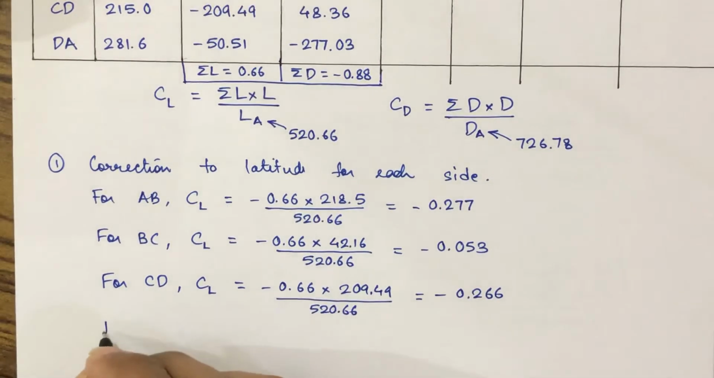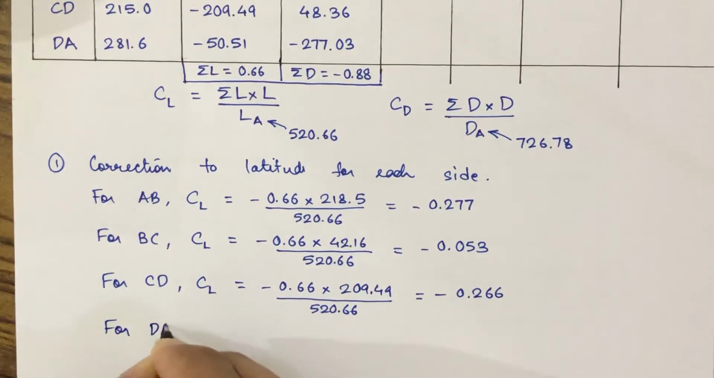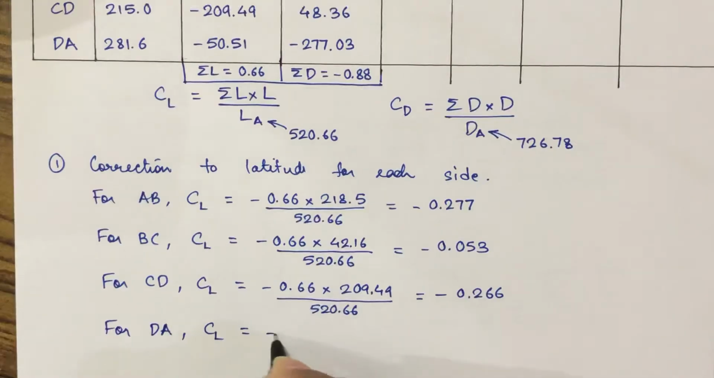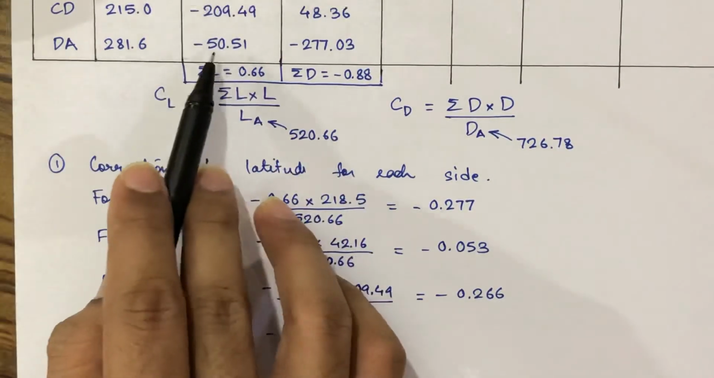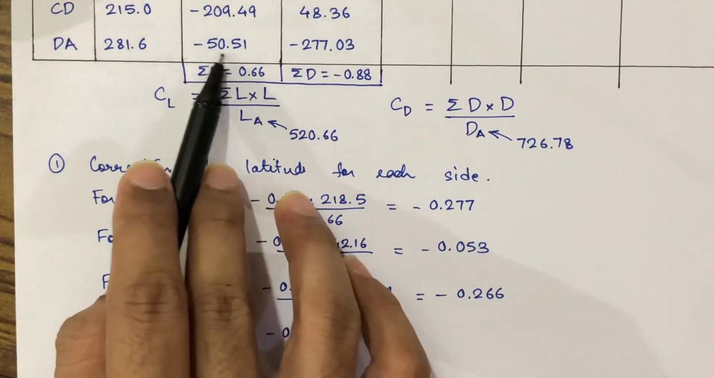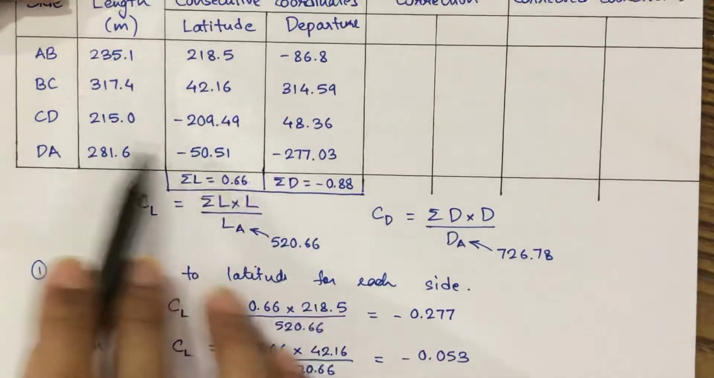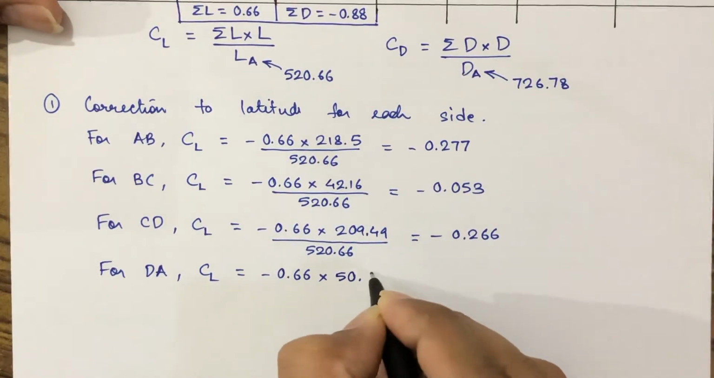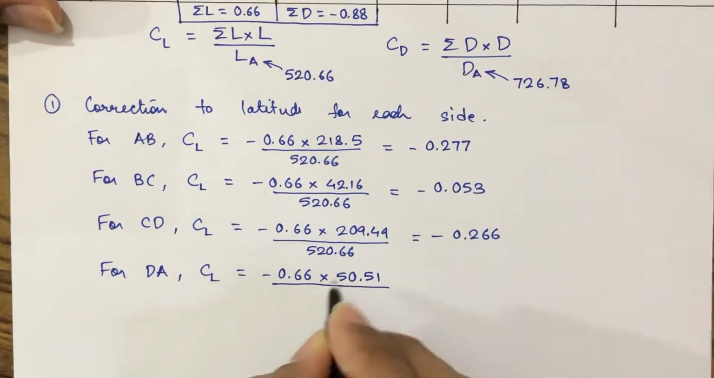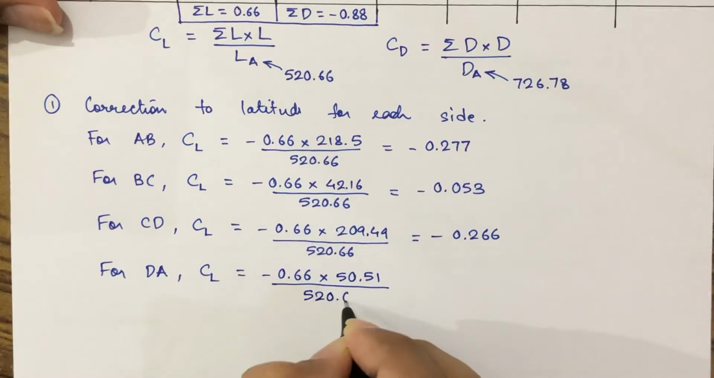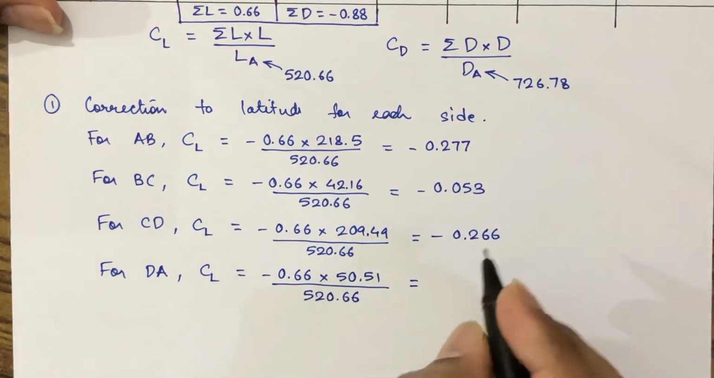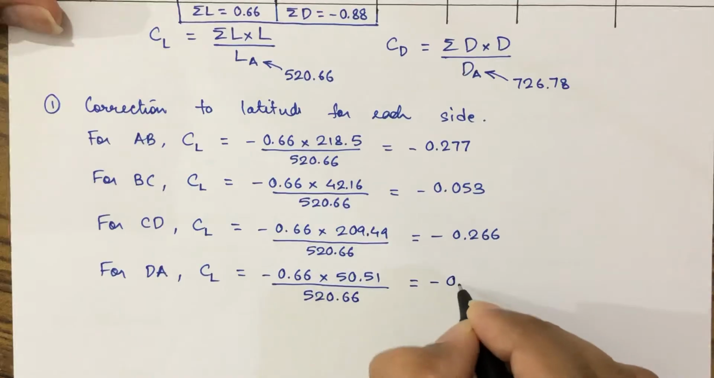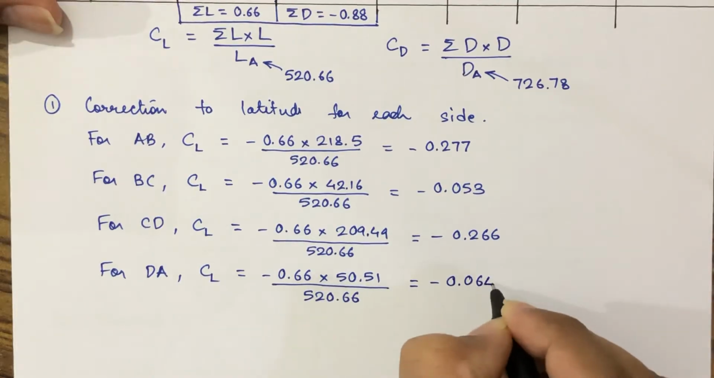Again for side DA, the correction to latitude is minus 0.66 into latitude of DA, which is 50.51. But no need of considering the minus sign, divided by 520.66. So this value comes out to minus 0.064.